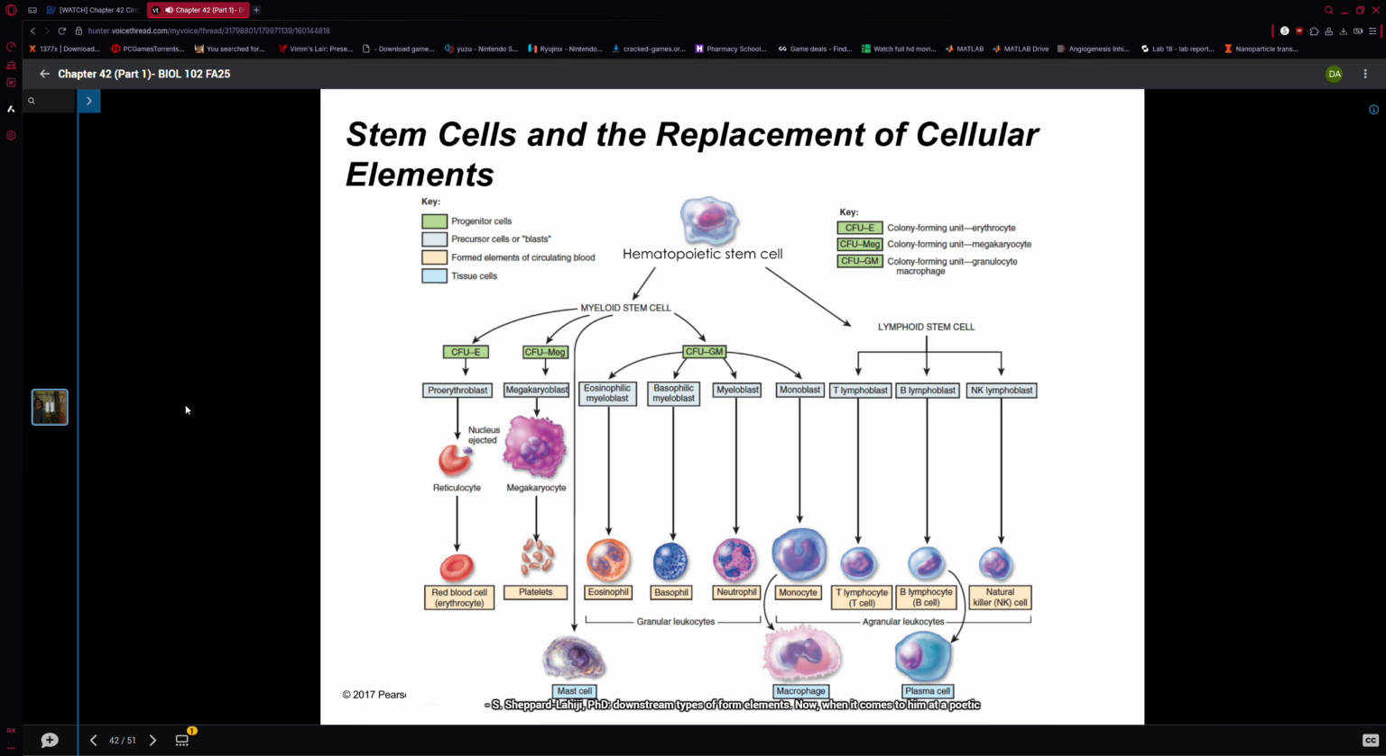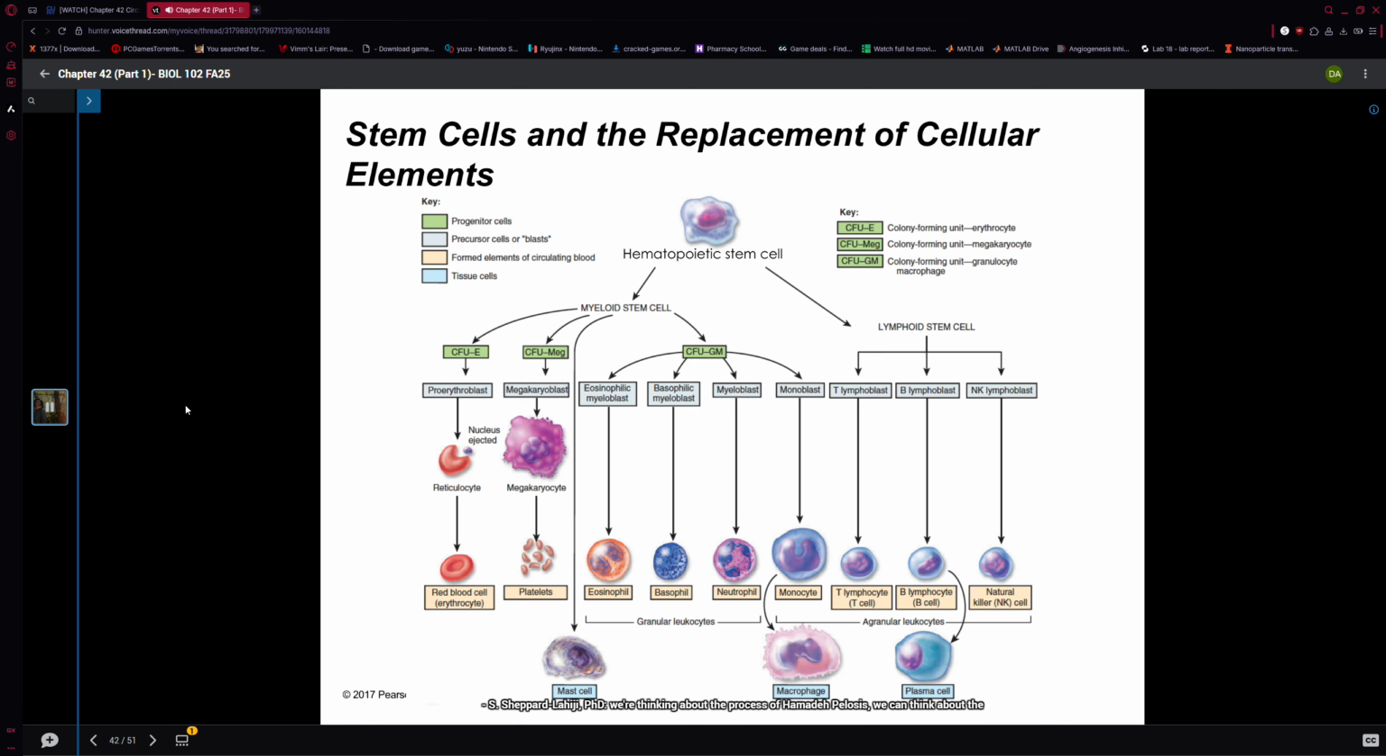Now, when it comes to hematopoietic stem cells, there are two lineages that they can give rise to. So there's this myeloid stem cell lineage and this lymphoid stem cell lineage. And when we go one step beyond these lineages, we can see that there are progenitor cells. These progenitor cells are a little bit more specialized than that of the hematopoietic stem cell, and these are called colony-forming units. And each type of colony-forming unit, you can see that we have 3 here, are destined to produce some type of formed element downstream.